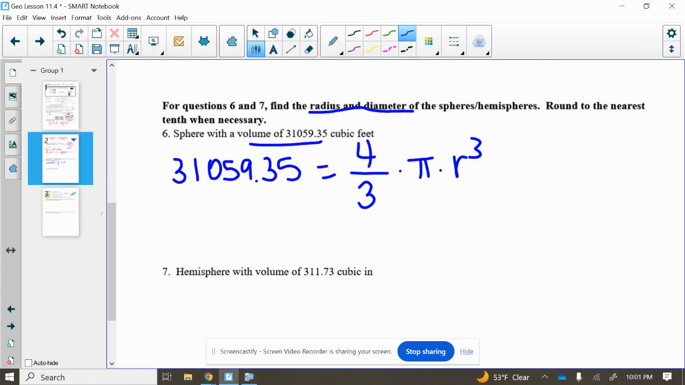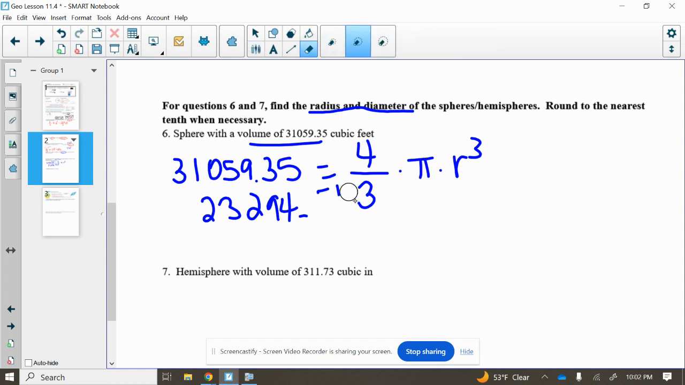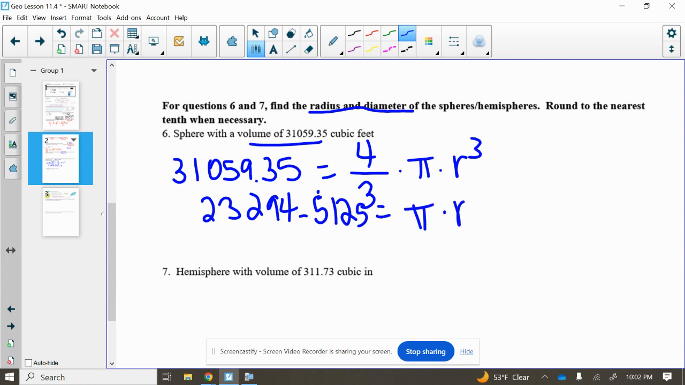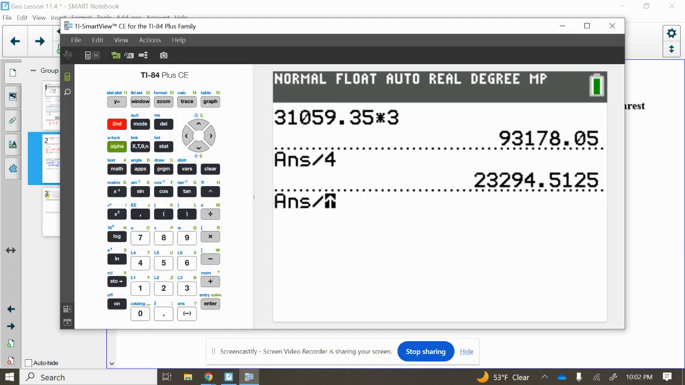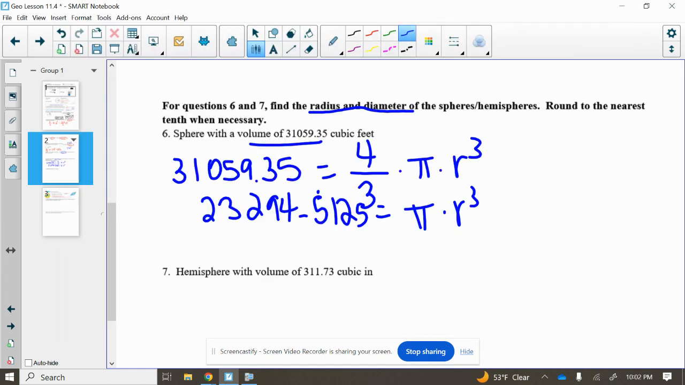So right now we have that 23,294.5125-ish equals pi times our radius cubed. Well, our goal is to get that radius value by itself. So we can divide both sides by pi. And right now, 7,414.8 with some extra decimal places equals our r cubed value.